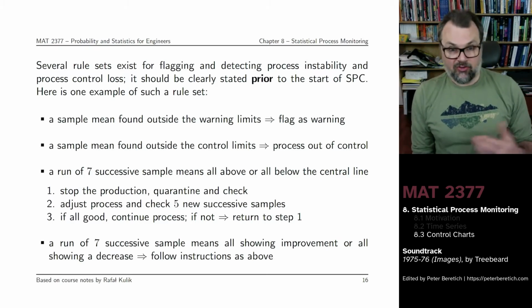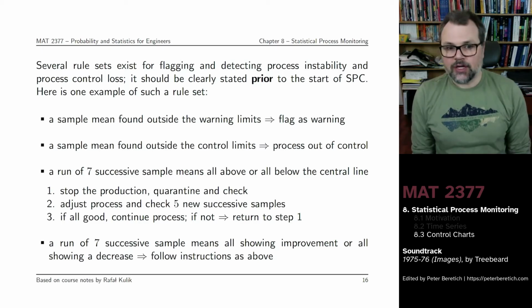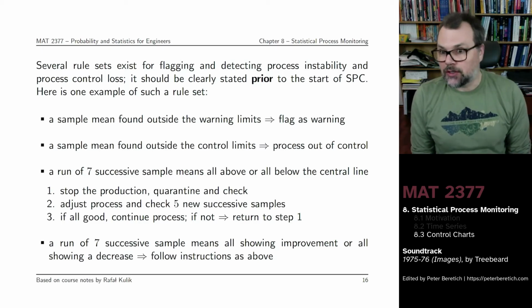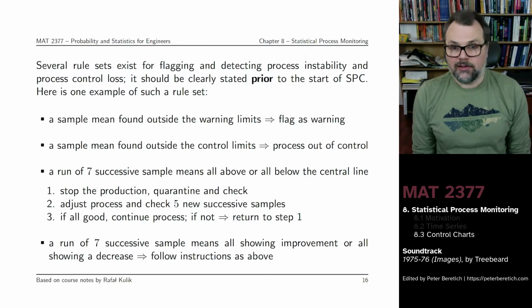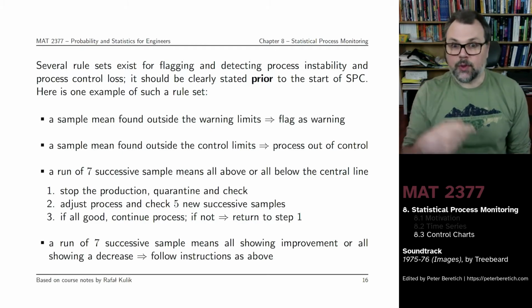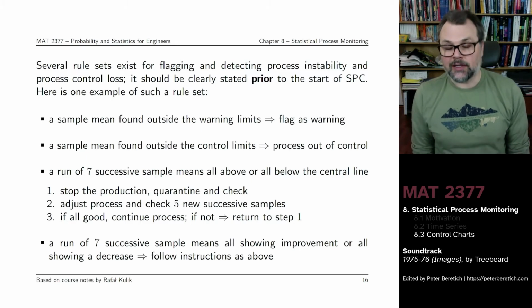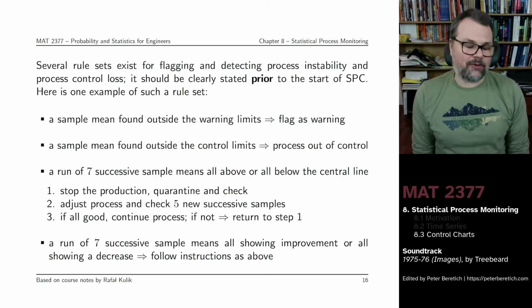If you're running statistical process monitoring for vaccination production, you might have more stringent rules than if you're running statistical process monitoring for these fidget spinners that used to be so popular a few years ago, right? Because if it turns out that you're sending out fidget spinners to market and 1 out of every 50 of them is defective, not that big of a deal. But if you're sending out vaccine batches and 1 out of every 50 of them is defective, that's actually a pretty big deal.